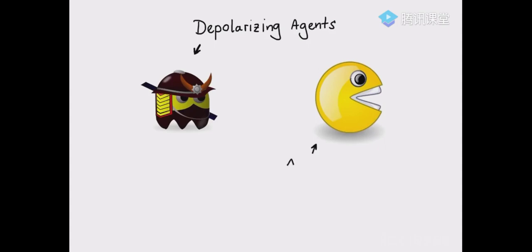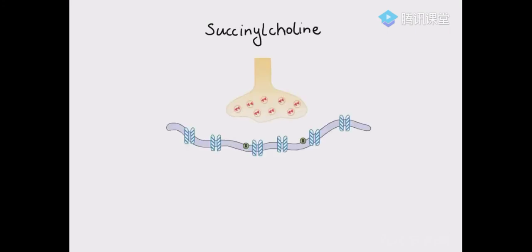So, depolarizing agents act as acetylcholine receptor agonists. They mimic acetylcholine, however, they are much more resistant to degradation by acetylcholinesterase, and therefore produce persistent depolarization. Now, the only depolarizing agent that's still used in clinical practice is succinylcholine. So, succinylcholine binds to the nicotinic receptor, and unlike the non-depolarizing agents, it actually causes the sodium channel to open, which results in membrane depolarization.